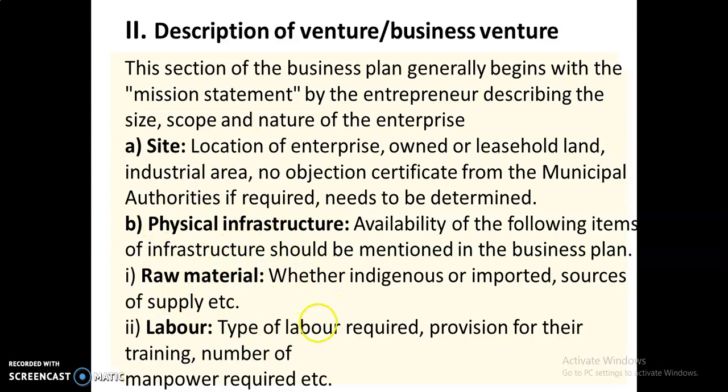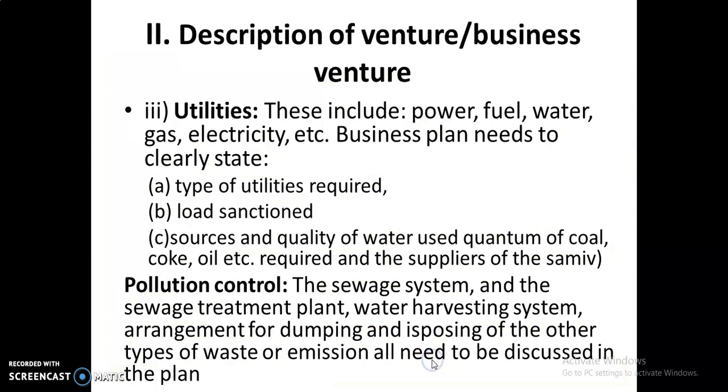Then raw materials, whether indigenous or imported, and the source of supply. What do you mean by indigenous? Indigenous means occurring naturally in a particular place. Now, what do you mean by labor? Next, you have labor: the type of labor required, provisions for their training, and the number of manpower required. How much skilled labor you require, how many professionals, how many unskilled labor, what type of training you have to give, all that you should specify.